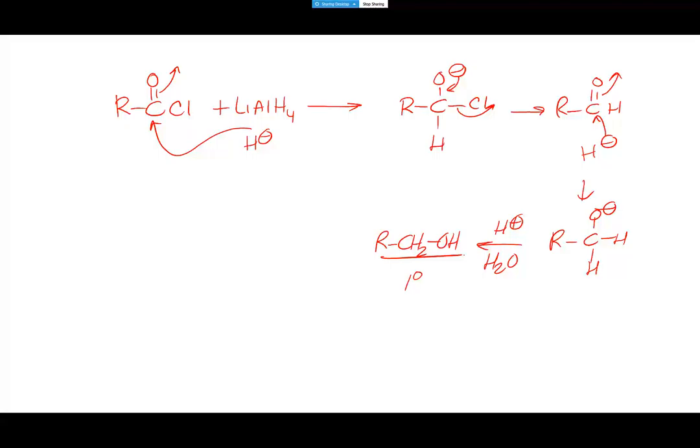If I turn it around, I'm going to say, okay, I want to stop at the aldehyde. So what should I do? Well, the easiest answer is, don't use four H minuses. Use one H minus. Is there a reagent that has only one H minus? Yes. It is called lithium tri-tert-butoxy aluminum hydride. So replace three of the H minuses with tert-butoxides.